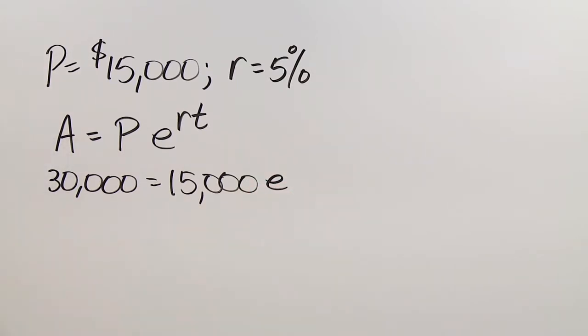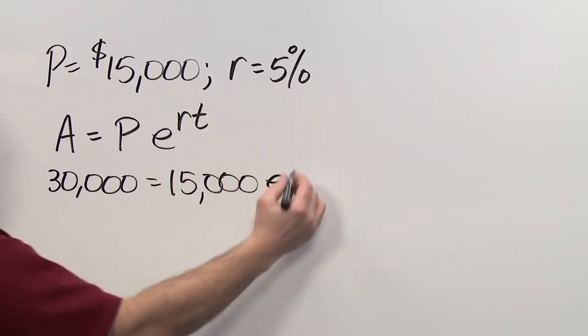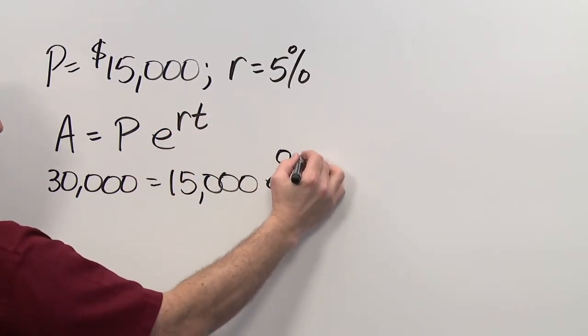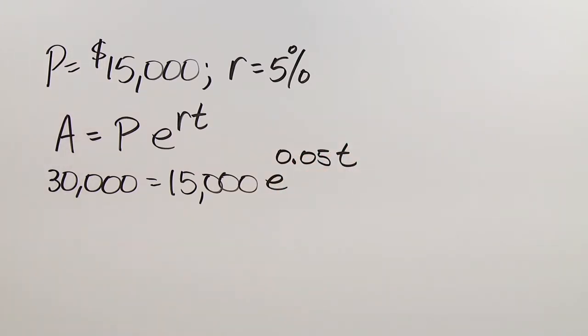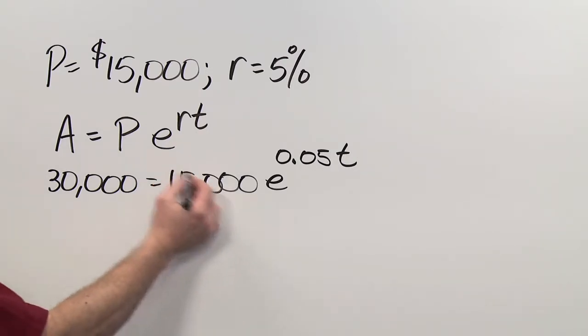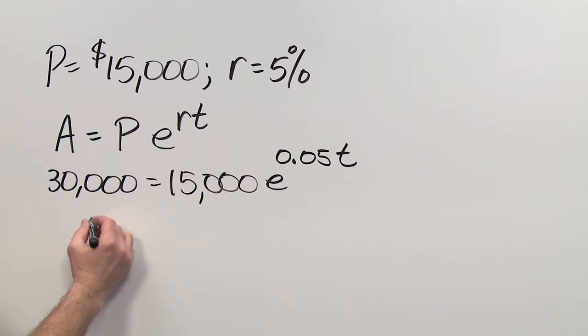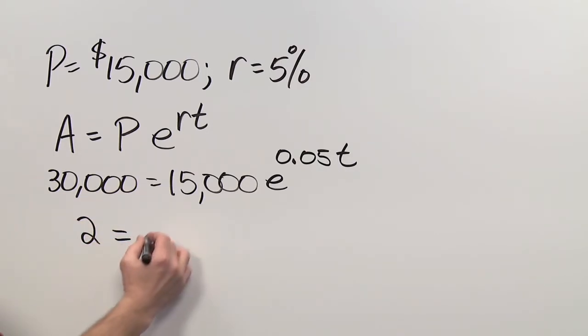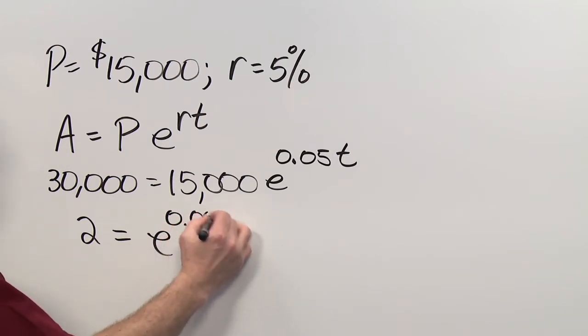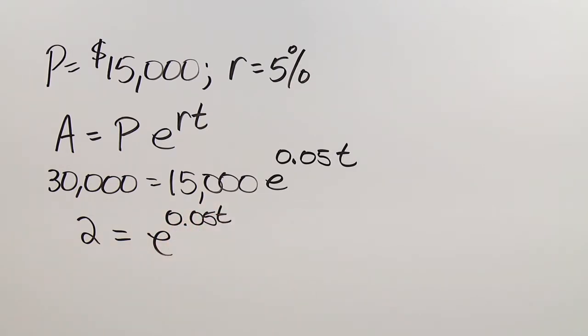e is itself. r, which is 5%, as a decimal, 0.05, and then times t, and t is the variable that we want to solve for, which would be the time that it takes for it to double. Now, dividing both sides by 15,000, of course, this becomes 1, this becomes 2. So what we have is 2 equals e raised to the 0.05t.